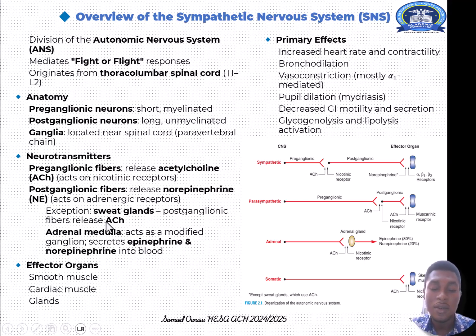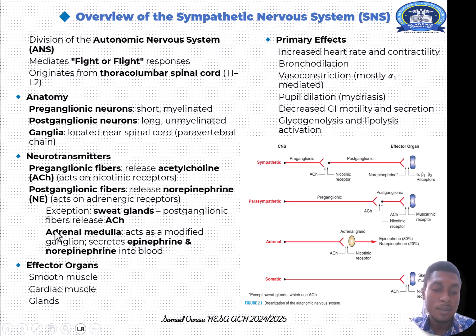Okay, now there's one exception that you have to take note of. The sweat glands, even though they belong to the sympathetic division of the nervous system, are innervated by parasympathetic fibers. Okay, and then we also have the adrenal medulla. The adrenal gland is mainly supplied by a preganglionic neuron. So there's no postganglionic neuron, only preganglionic neuron, and it releases acetylcholine, and that will cause the adrenal medulla to also release epinephrine and norepinephrine to have them producing the effects that we desire.